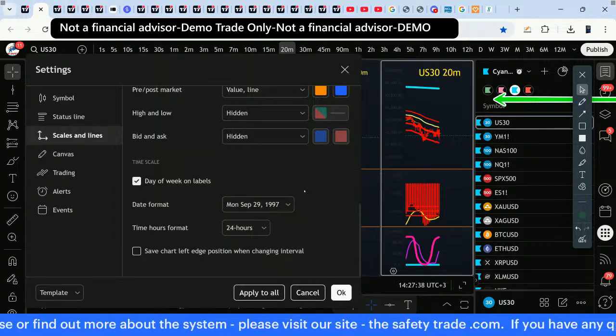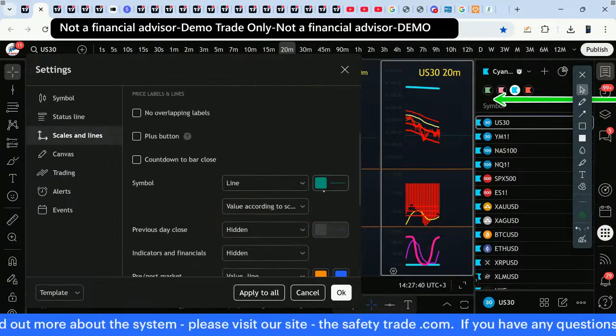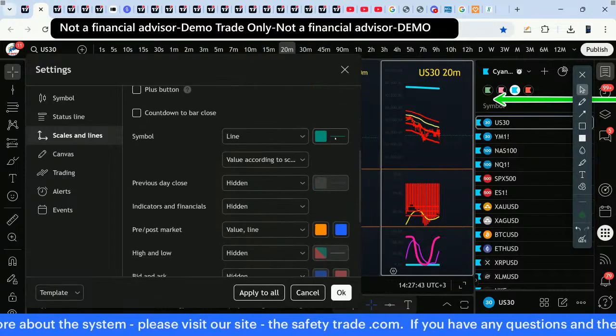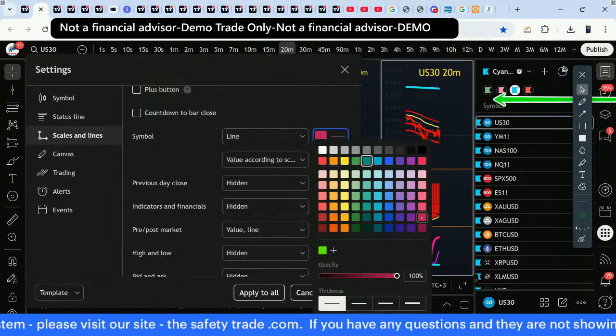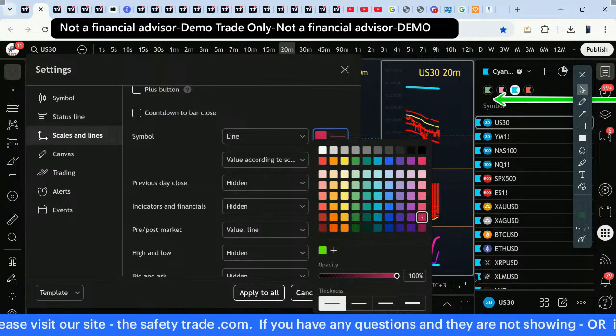That was a symbol. All right, so this will change. It doesn't look like it's changed. Let me change it to a different color. Change it. Oh, it is it.